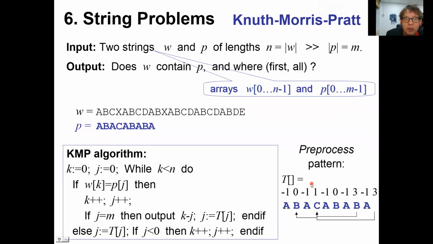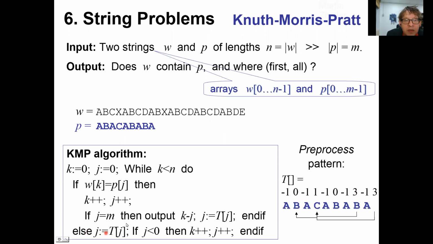But now the improvement is to make use of the substring analysis of the pattern, namely if there's ABA and then there's a disagreement, then we already know ABA occurred and we don't start again from here, but we start again from here. This is what this index 3 means. In this case, J is equal to 0, is equal to 3, and then start over.